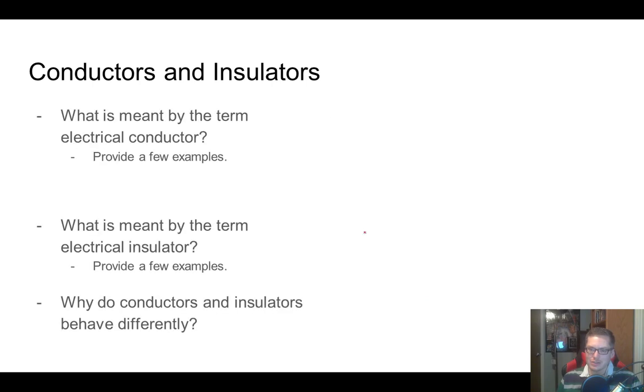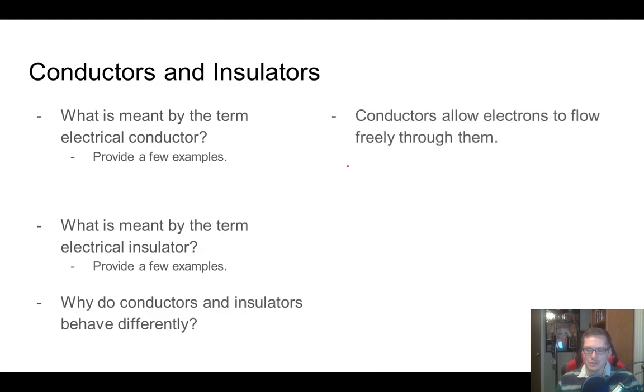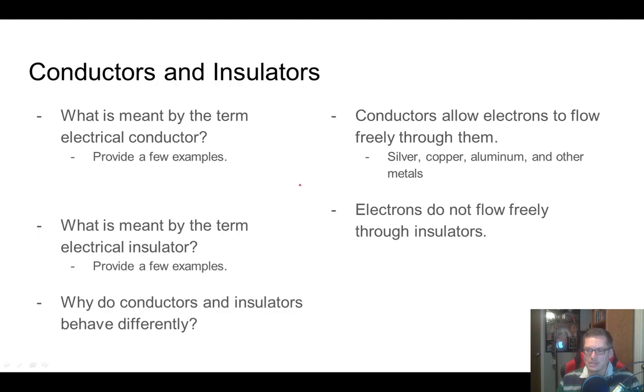Now, conductors and insulators, we've kind of talked about this before, about properties of matter. You probably learned about this in chemistry. An electrical conductor is something that allows electrons to flow freely through it. So essentially any metal. Metals are great electrical conductors, like silver, copper, aluminum, and other metals like that. What is meant by the term electrical insulators? Insulators are the opposite of conductors. They don't allow electrons to flow through them very easily. So plastic, rubber, glass, all these are great insulators, or very, very poor conductors.